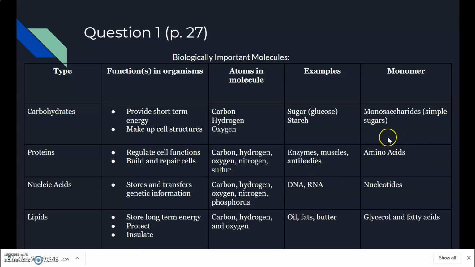And the building blocks are called amino acids. So this is the brick. Protein is the whole brick wall. So if I get enough amino acids together, I'm going to make a protein.